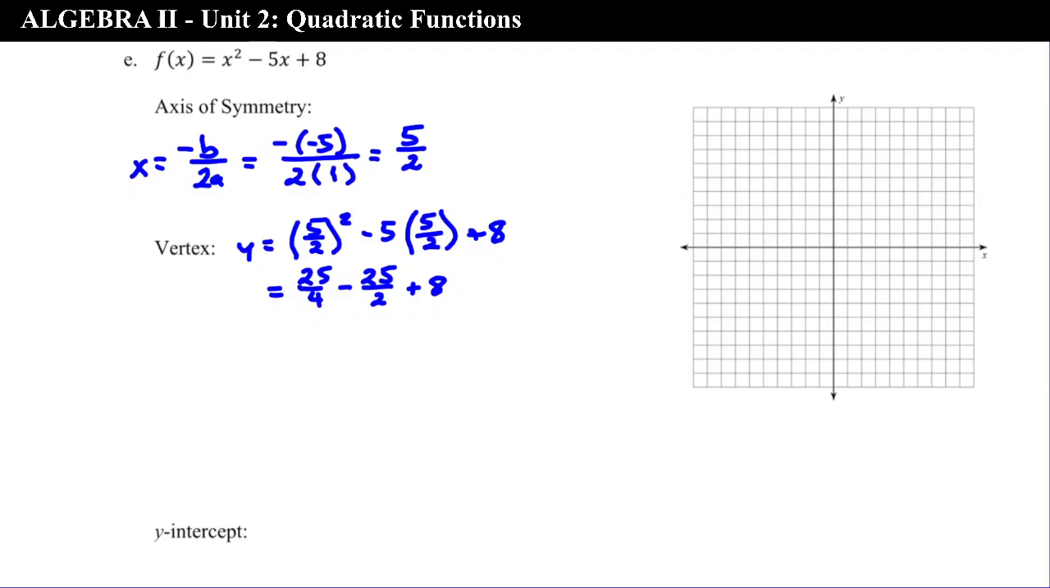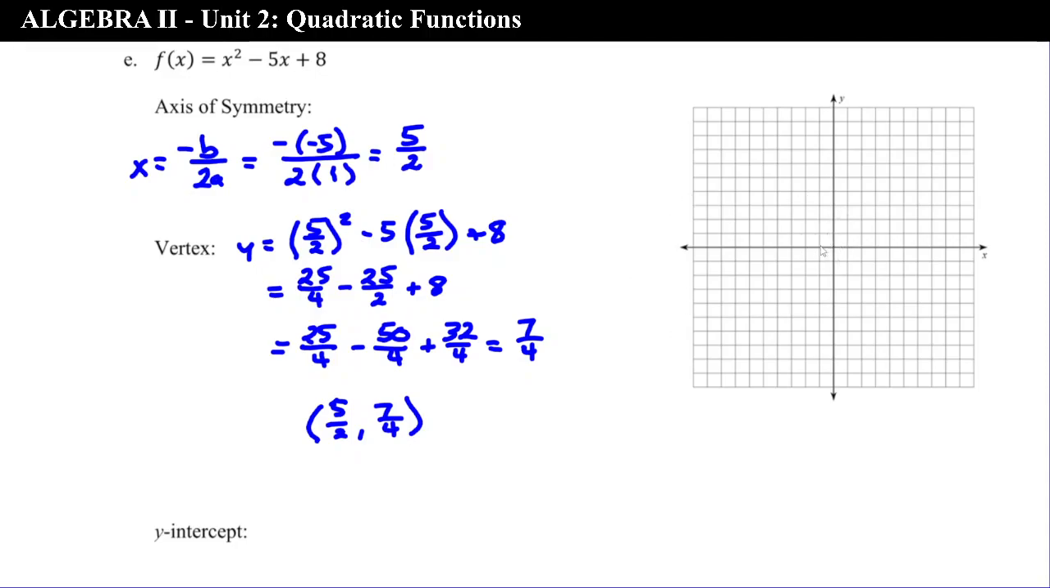So now let's find a common denominator. So our common denominator is going to be 4. So we're going to have 25 over 4 minus, this is going to be 50 over 4 if we multiply the top and bottom by 2. And then 8 times 4 is 32, so that gives us 32 over 4. And all of that together gives us 7/4. So our vertex is going to be at 5 halves, 7/4. Not really that useful of information. We can graph that, but the most important thing is we know what our axis of symmetry is.